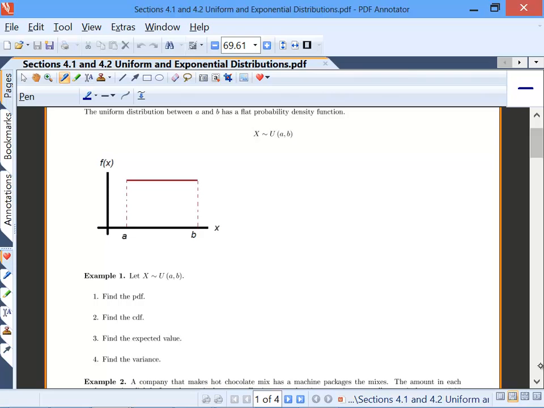So, for example 1, let's again let x be this uniform distribution. We want to find the PDF. Just using some logic, what do you think this PDF would have to be? What do you know about PDFs? We know PDFs have to be positive and they have to integrate to 1. So the total area under the curve has to be 1. Since this is a rectangle, can you tell me what the equation of this line would have to be to make that a rectangle with area 1?